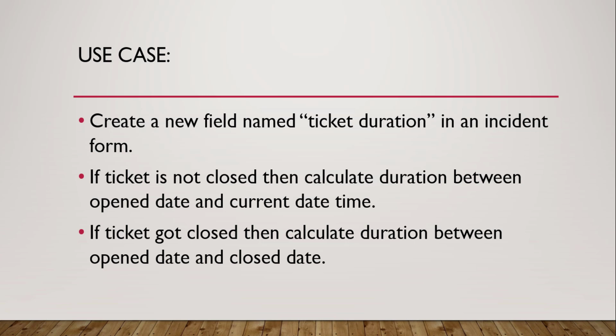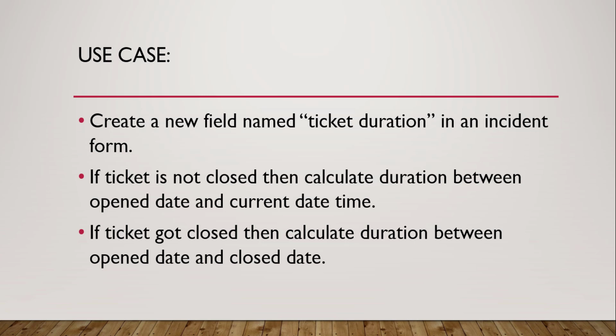The condition is that if the ticket is not closed, meaning it may be in open or in progress state, then in the ticket duration field we have to show the time duration between the open date and the current date time. So let's say the ticket got opened at 7 o'clock, and now we are seeing the ticket at 10 o'clock. So it's 3 hours, right? So in ticket duration it will show 3 hours, but the ticket is still open.